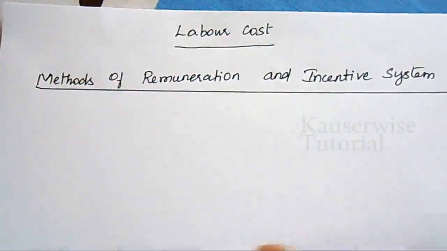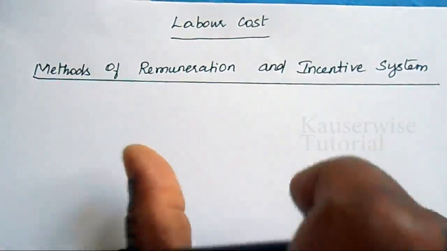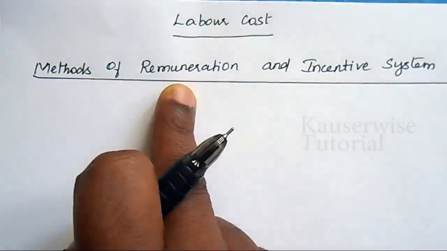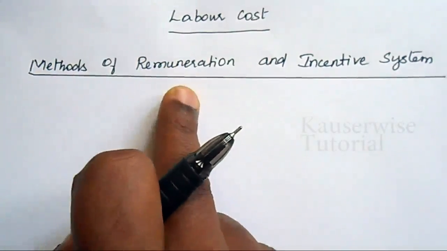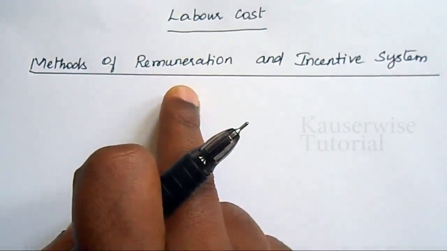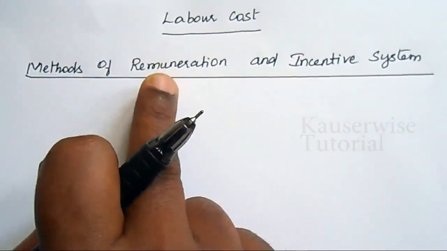Before we go for the problem, let me explain two concepts: remuneration and incentives. There is a difference between remuneration and incentive. Remuneration is a reward for the labor and service. Employees get remuneration or wages from the employer. That amount is called remuneration.